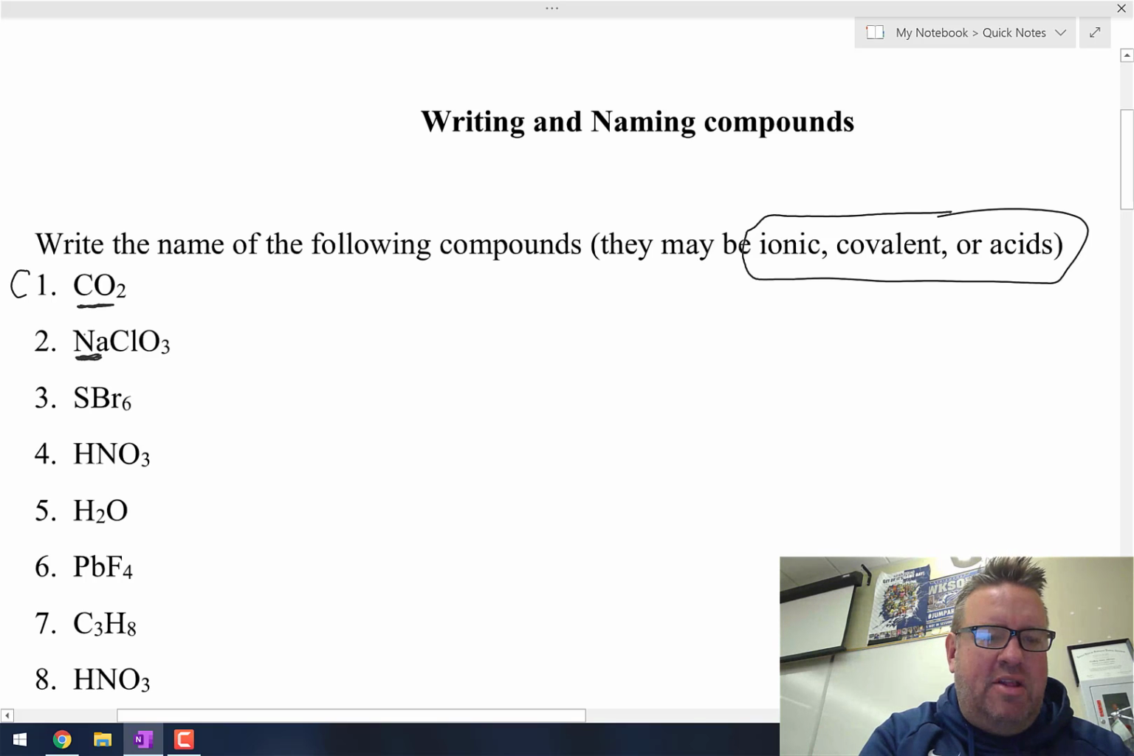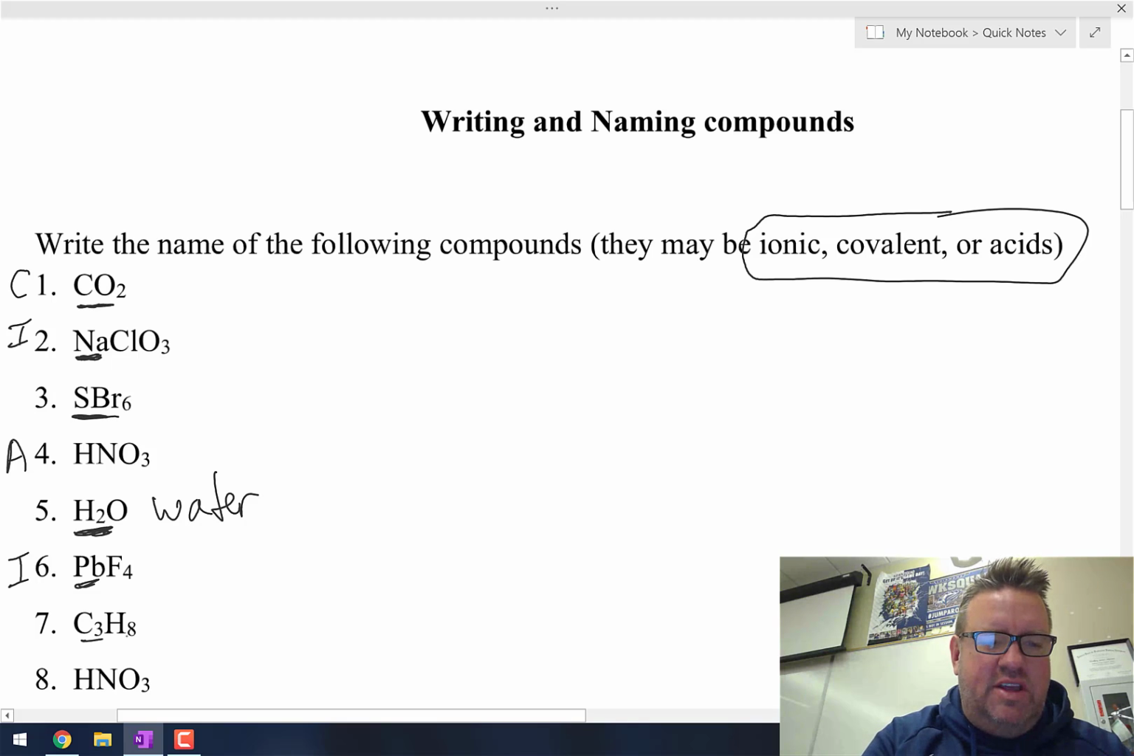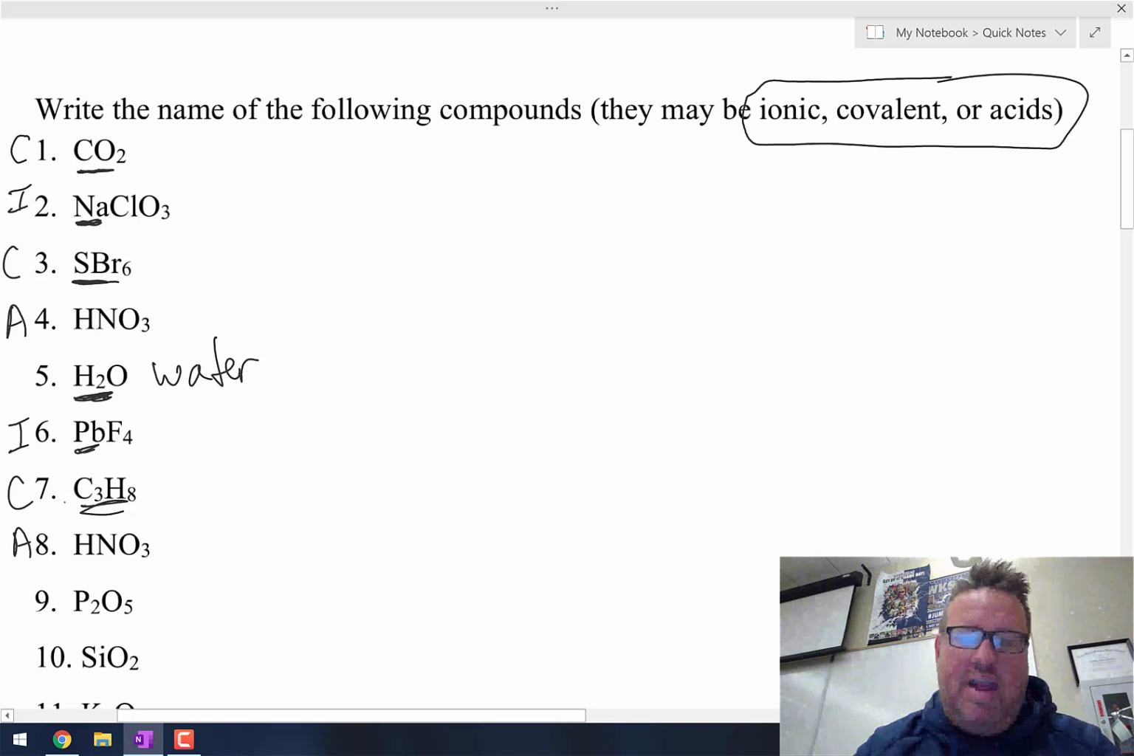As soon as I see a metal in the front, sodium, lead, something like that, I know those are ionic. So that one's an I, that one's an I. And in general, remember that when you see an H in the front, that tells you it's an acid. The only time you've got to be careful with that is right here. Yeah, you can call H2O just water if you want. If you see just nonmetals in there, like these ones here, those are going to be covalent. When you see an H in the front, again, unless it's water, it's an acid.